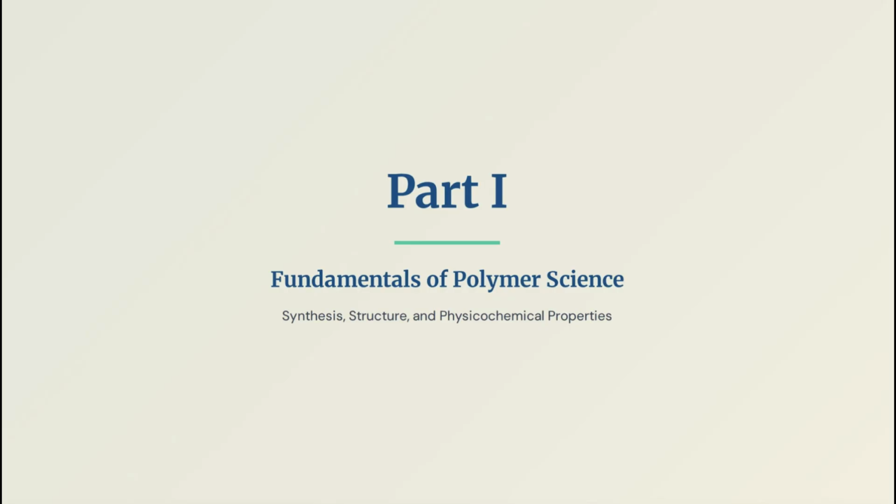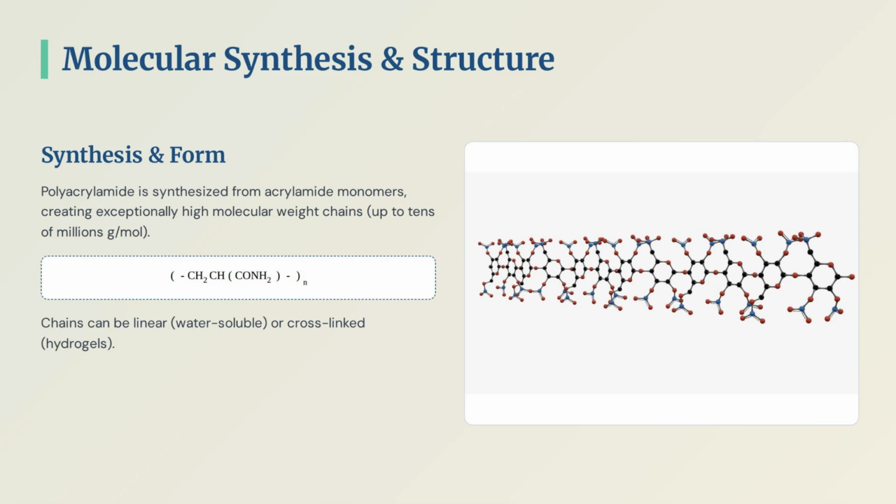Polyacrylamide is a type of water-soluble polymer made by joining together acrylamide monomers. First, let's talk about what it is. Polyacrylamide can be synthesized into linear or cross-linked chains. It possesses an exceptionally high molecular weight, ranging from hundreds of thousands to tens of millions of grams per mole.